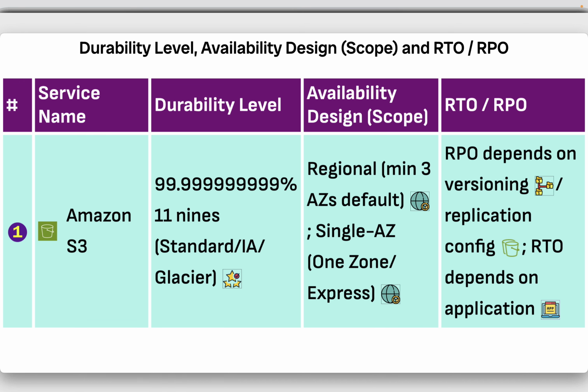And RTO, RPO. Recovery point objective means how much data you will lose. So RPO depends on the versioning, whether you have gone for versioning or the replication feature of S3. And RTO, which is recovery time, depends on the application and how you have configured it, like the size of data and how long it takes. Let's say you take a backup every 1 day. Then it's possible that you can lose 1 day of data.